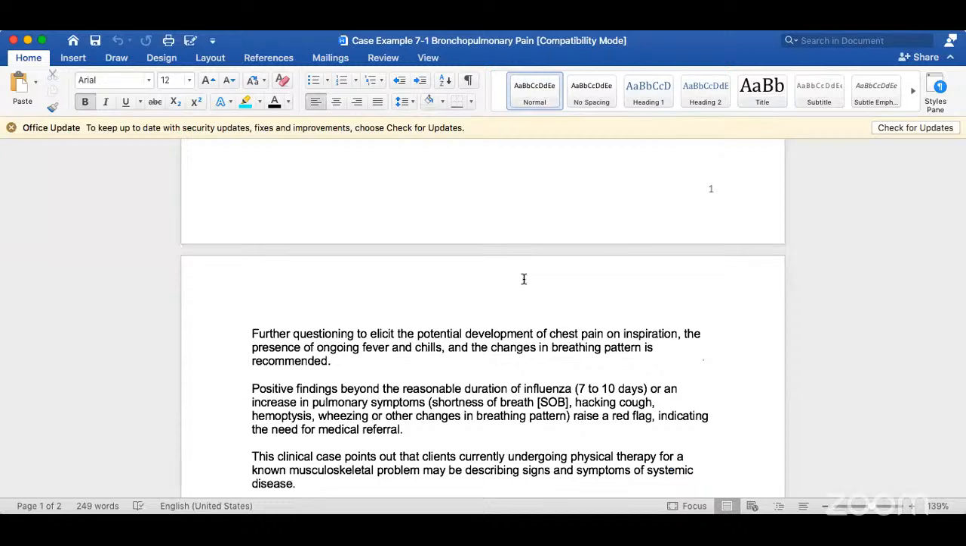Then the positive findings beyond the reasonable duration of influenza. So is it beyond that 7 to 10 days? We asked the patient, since when have you been having this flu? Or an increase in pulmonary symptoms, that the shortness of breath keeps increasing. We didn't get information about cough. Whenever there's hemoptysis, remember we mentioned that. Whenever there is a problem of systemic nature, wheezing or other changes in breathing pattern. So it's all this or part of this that will now raise a red flag.